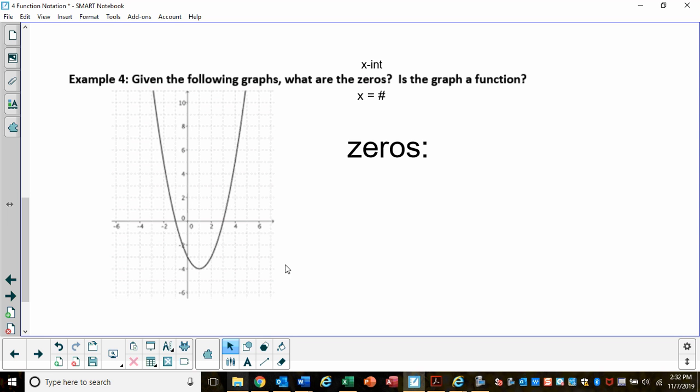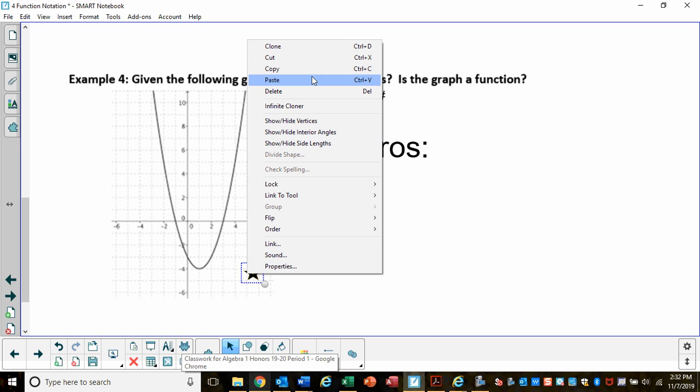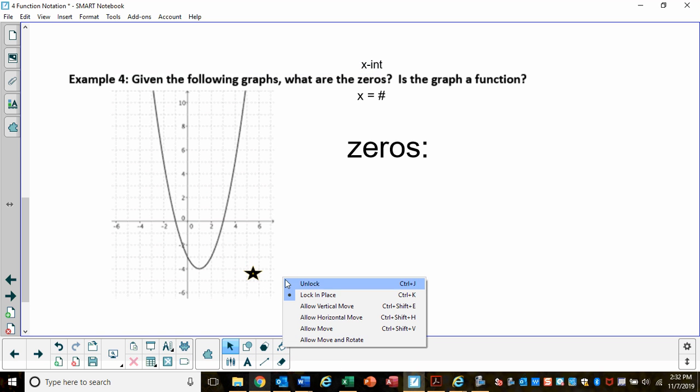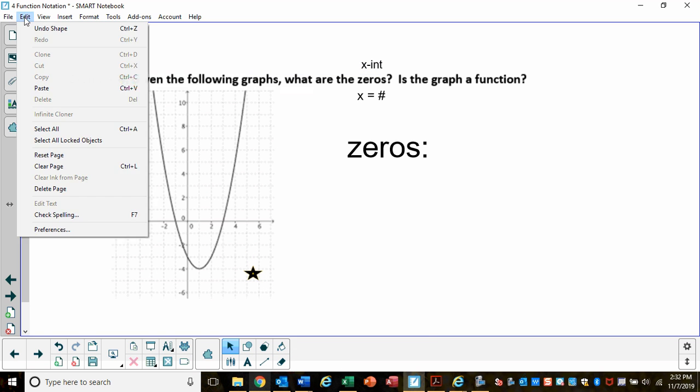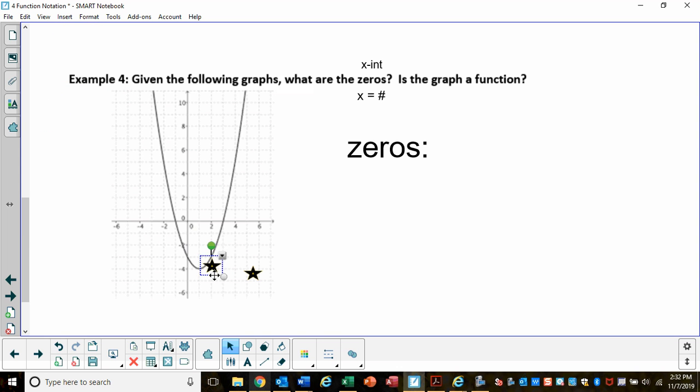So what we are going to do is we're going to look for the x-intercepts on the graph, and it's okay if there's more than one. I'm going to put a little star on it. How about that? And I think there's going to be more than one, so I'm going to copy it. You guys can see the inner workings of what I do. It's so much fun. Paste. Alright, so I made 2 stars because I think there's more than one.